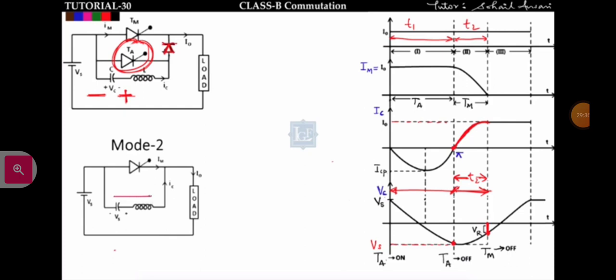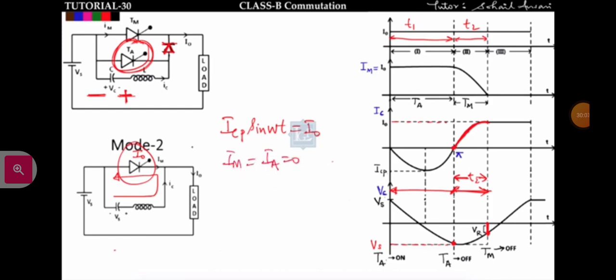So now the capacitor current will flow opposite to the main thyristor current. Initially the main thyristor current is flowing I naught. So the moment this capacitor current will be equal to I naught, then the overall current across this thyristor will be 0, anode current will be 0. So when ICP sine omega t is equal to I naught, then the overall current across this main thyristor will be 0, anode current will be 0.